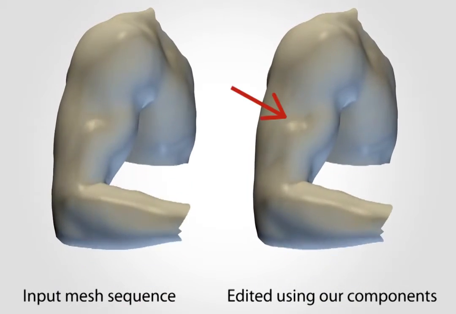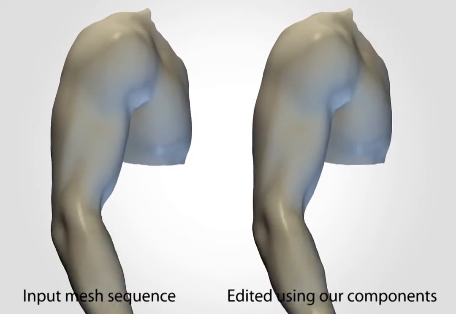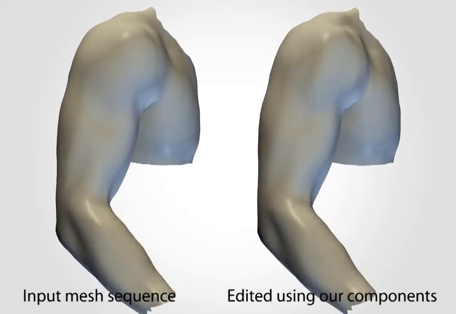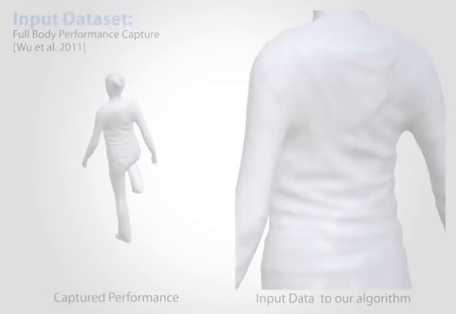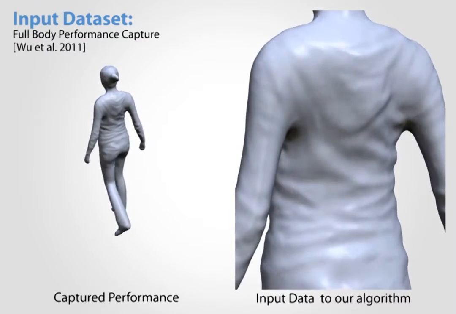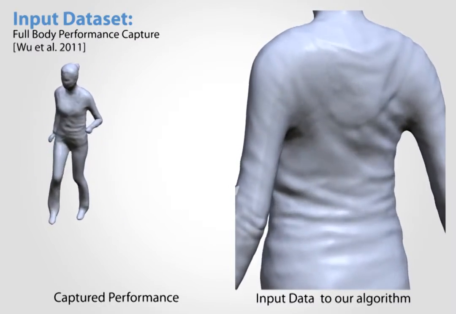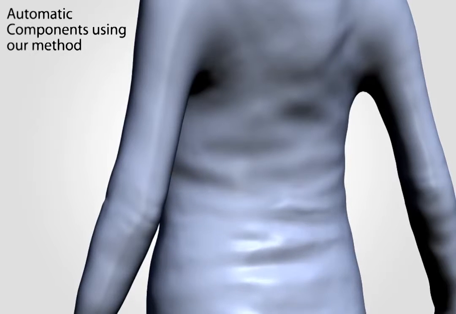We can control the activation of a single component to achieve targeted effects, like this twitching of the deltoid muscle, even if anatomically implausible. We also applied our method for a captured human performance. After normalizing for pose-specific articulation, our method can discover spatially localized groups of cloth folds.